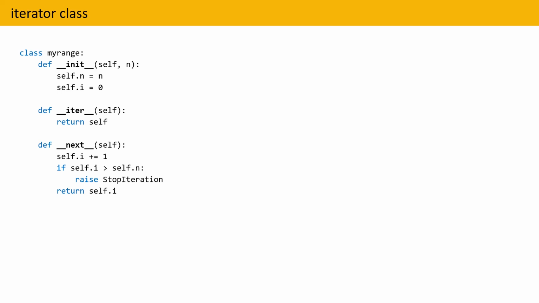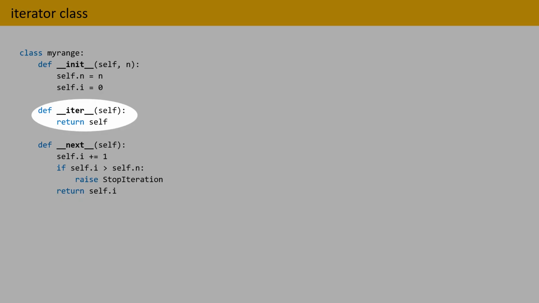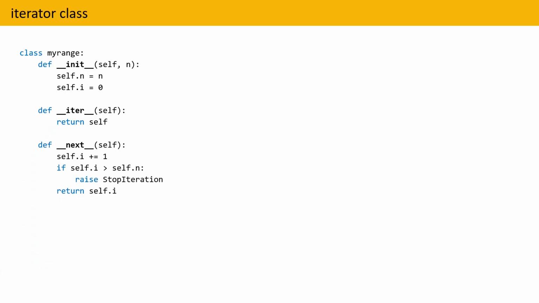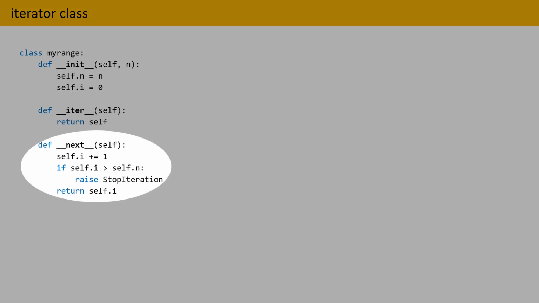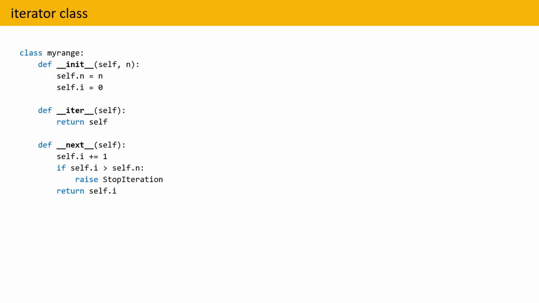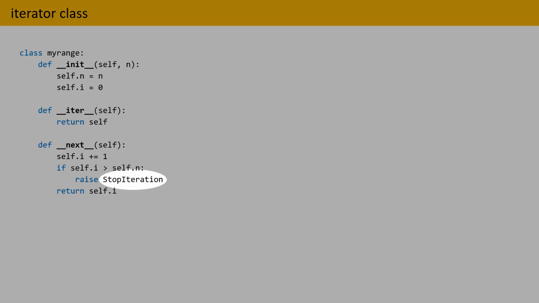For an iterator, we now need to implement the two methods __iter__ and __next__. The __iter__ method is trivial and just returns the class object itself. The __next__ method increments the counter variable and returns it. If the counter variable i is greater than the range n, we raise a StopIteration.